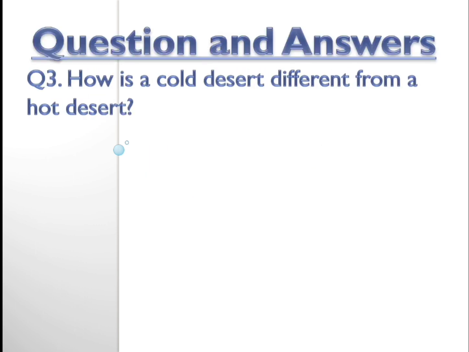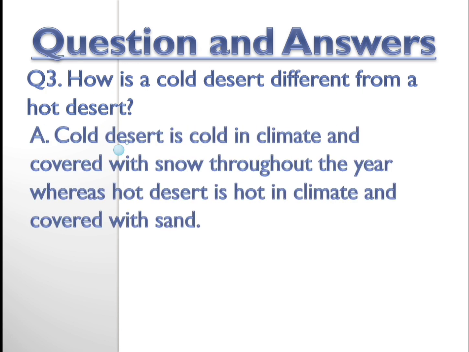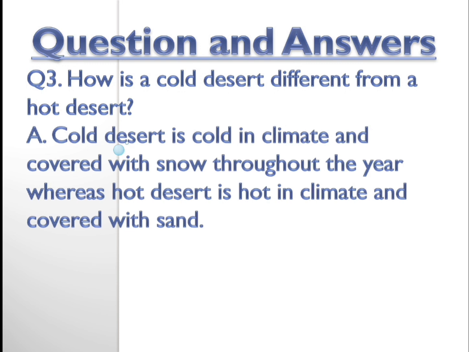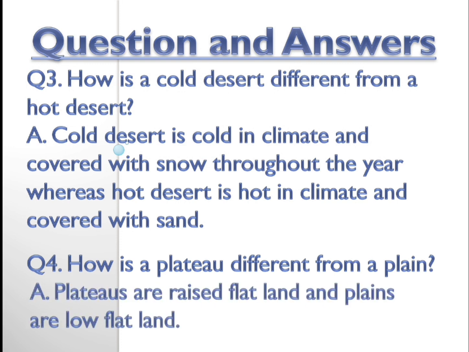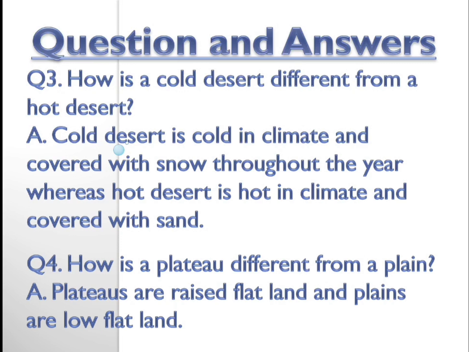Okay, so coming to your question answers. How is cold desert different from hot desert? Cold desert is covered with snow throughout the year, and the hot desert is covered with sand throughout the year. The cold desert climate is cold, and the hot desert climate is hot. So that's what you will mention here. Next question. How is a plateau different from a plain? A plain is a flat land, but plateaus are raised flat lands. Plains are low flat lands. Write these two answers in your classwork and please learn them, children.